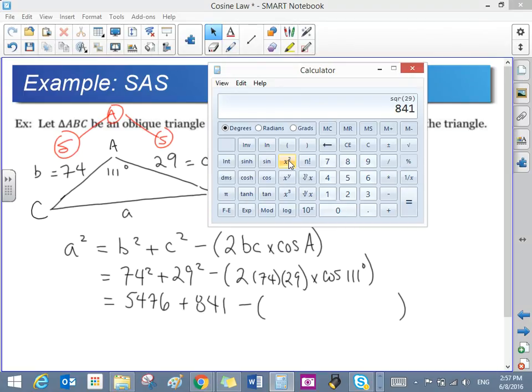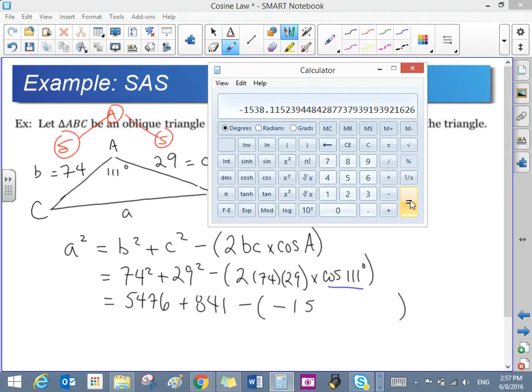So I like to start with the cosine first. So I'm going to find the cosine of 111 degrees. Comes out as a negative number. That's new and different, and that comes up in the grade 12 course. Multiply that by the lengths we have. So 29 times 74, and then double that response, and I got negative 1538 roughly. So that's negative 1538. All right.